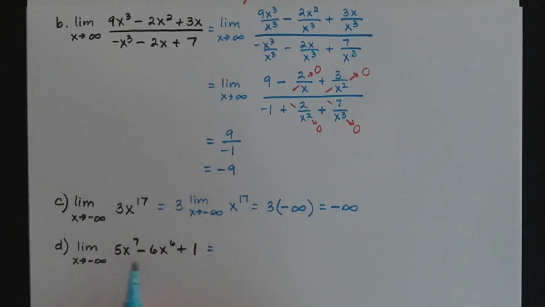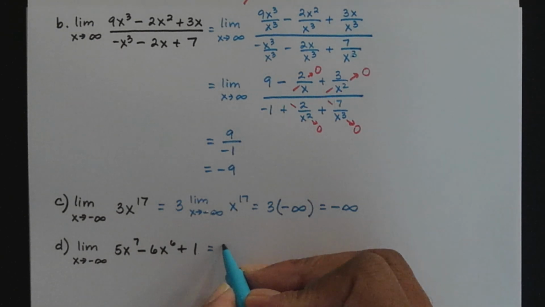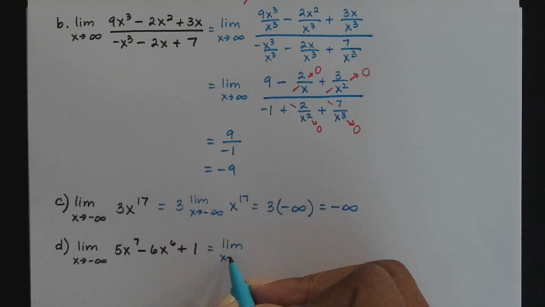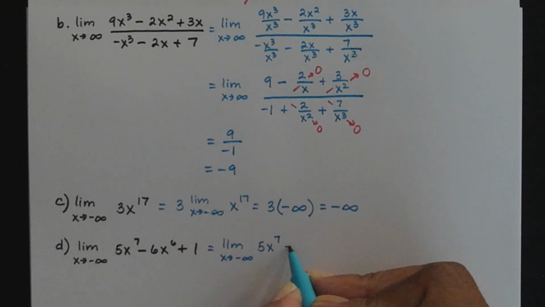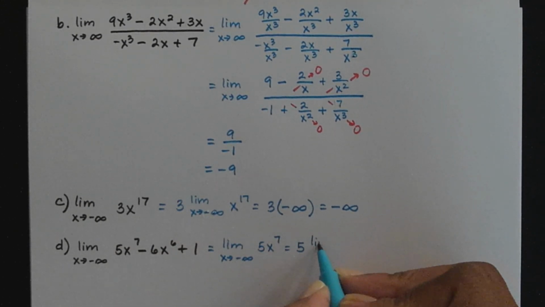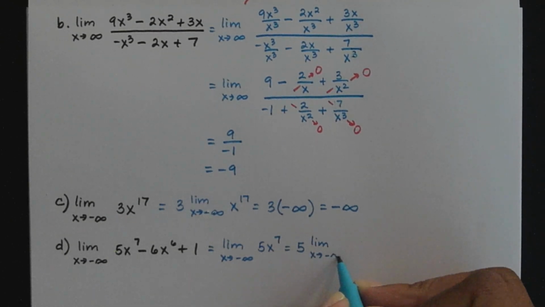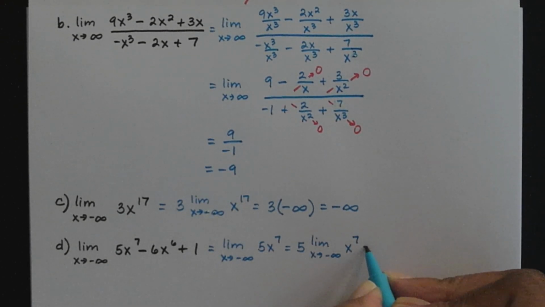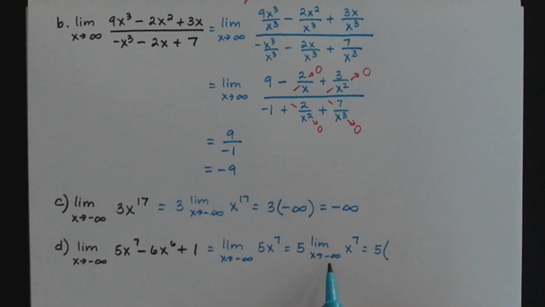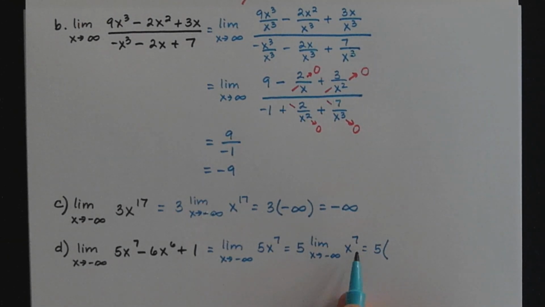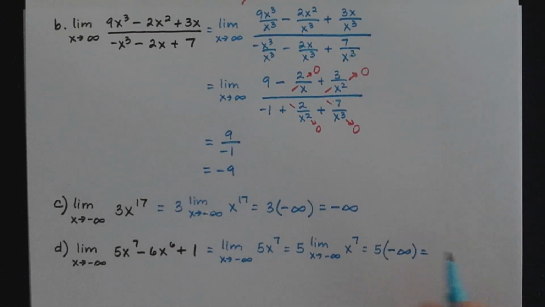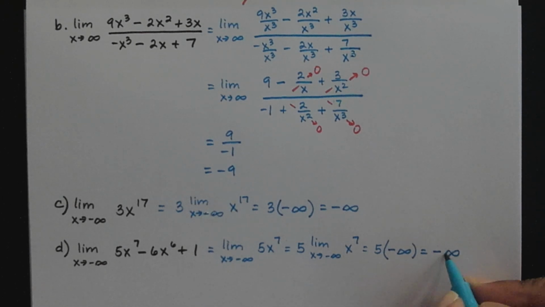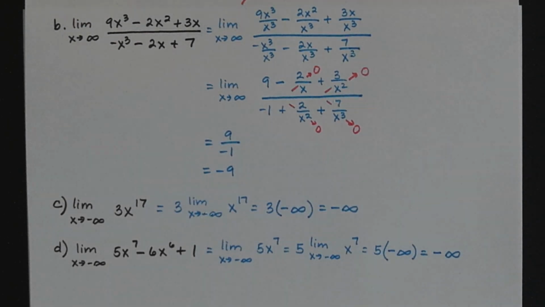Now, since I have a polynomial function, what I'm going to focus on is this leading term, the 5x to the 7th. So if I take the limit as x approaches negative infinity of 5x to the 7th, I can pull the 5 out in front of the limit as x approaches negative infinity of x to the 7th. Well, again, negative to an odd power, that's going to be what? Negative infinity. And of course, 5 times negative infinity would be negative infinity. That's all there is to it.